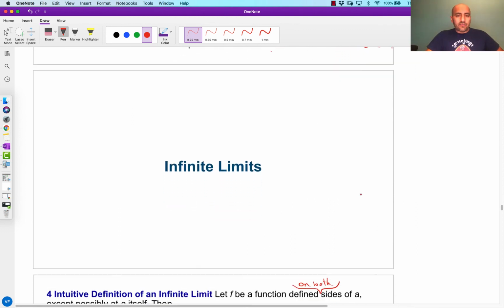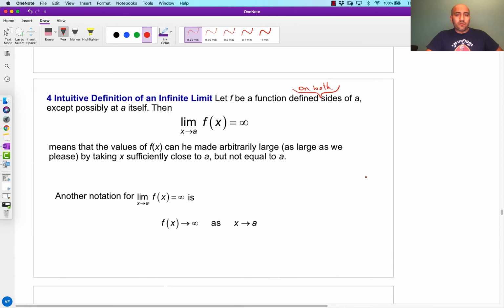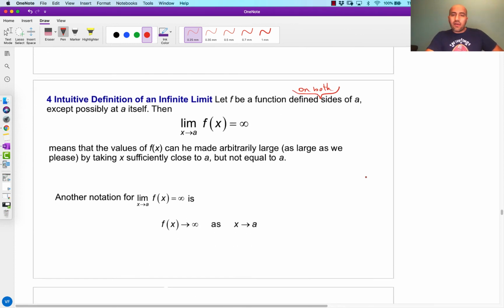Okay, infinite limits. Let f be a function defined on both sides of a, except possibly at a itself. Then the limit as x approaches a of f of x equals infinity means that the value of f of x can be made arbitrarily large, or as large as we please, by taking x to be sufficiently close to a, but not necessarily equal to a.